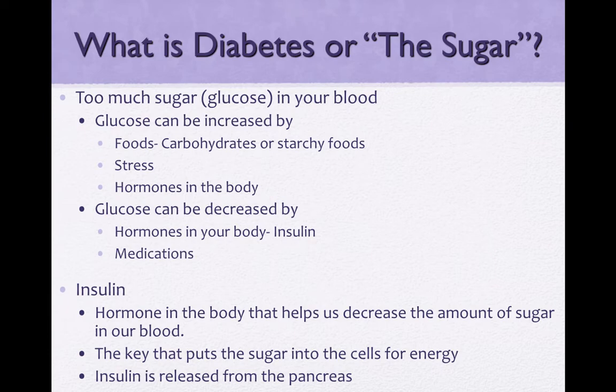So insulin. Insulin is the hormone in the body that helps us decrease the amount of sugar in our blood. We can consider it the key that unlocks the cells and allows the glucose to go in and therefore help us provide energy for our body to work like it's supposed to. Insulin is released from the pancreas.